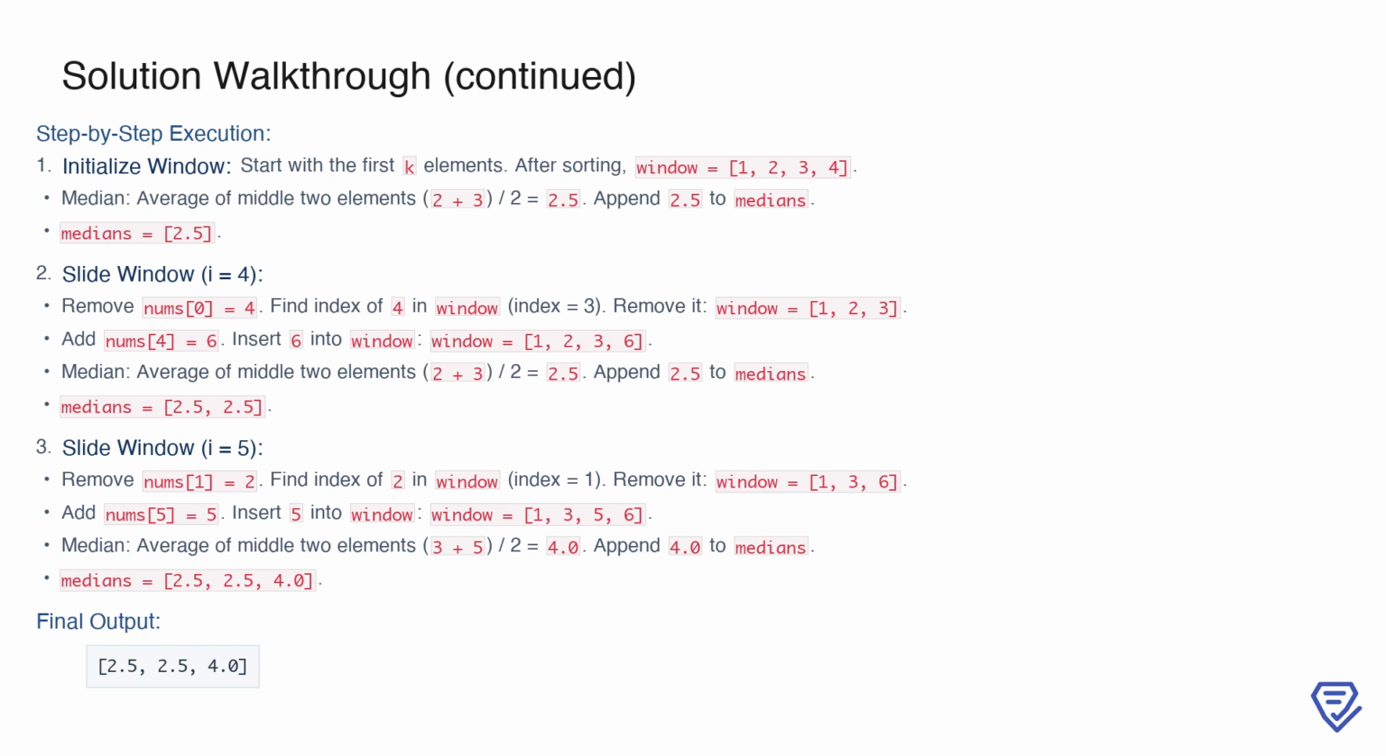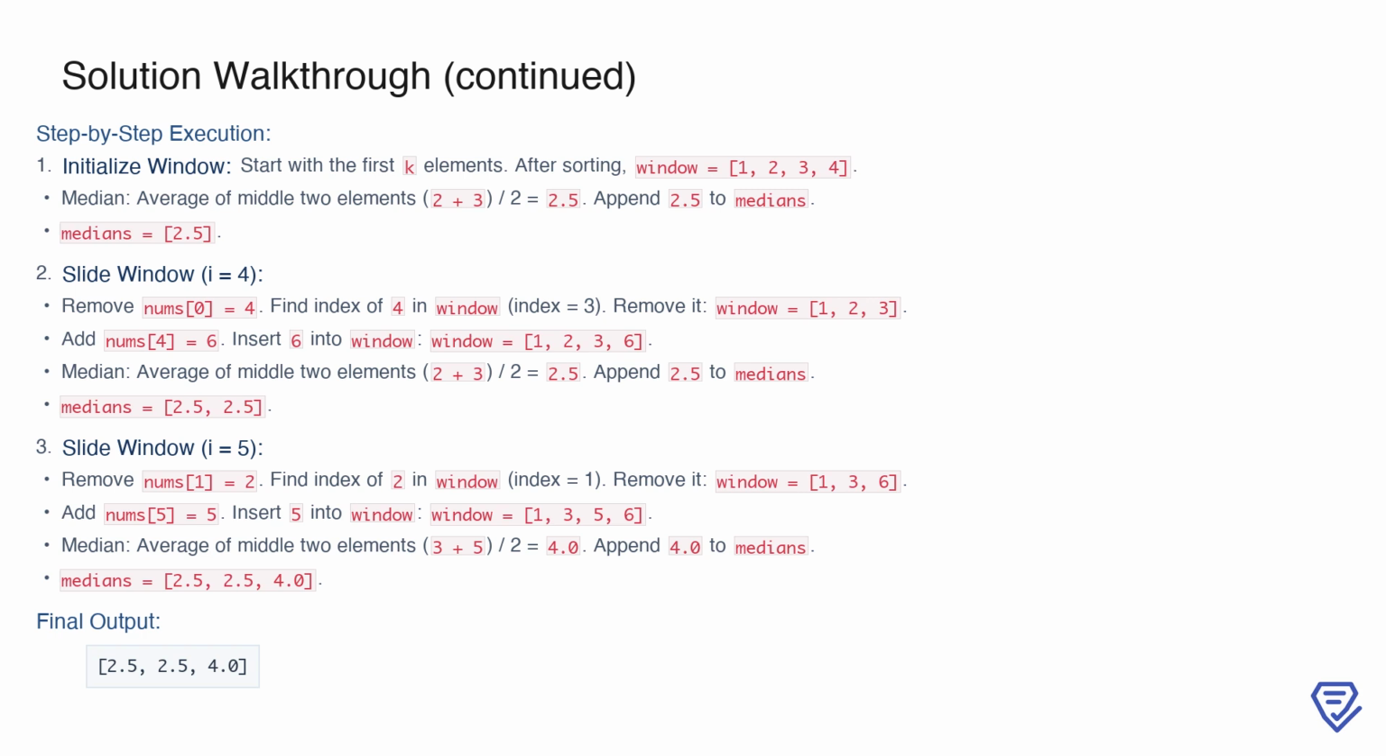With nums as 4, 2, 1, 3, 6, 5, and k equal to 4, we start by initializing the first window with the first four elements, 4, 2, 1, 3. After sorting, the window becomes 1, 2, 3, 4. Since k is even, the median is calculated as the average of the two middle elements. In this case, the average of 2 and 3 is 2.5. We append this value to medians, so medians is now 2.5.